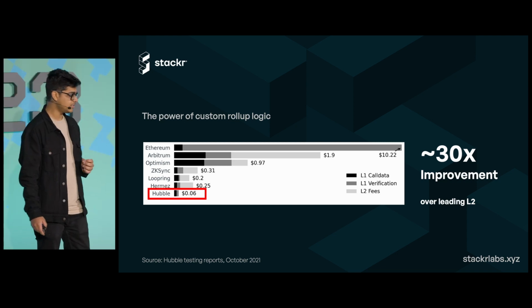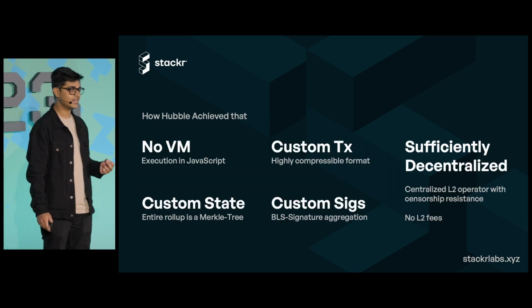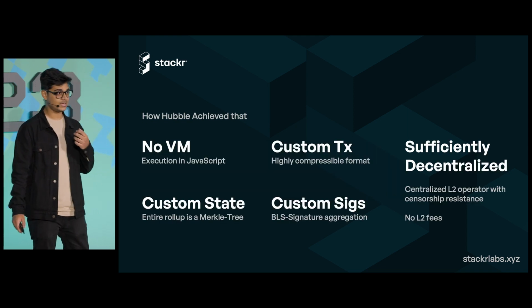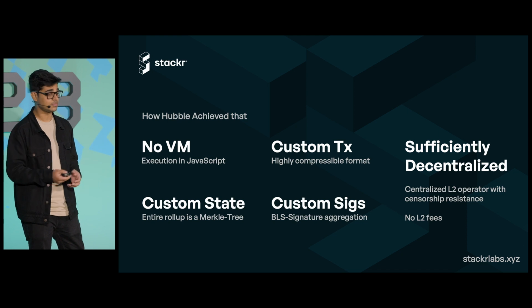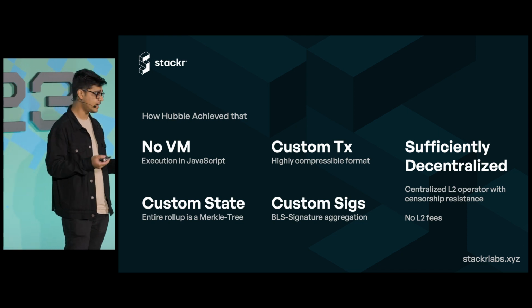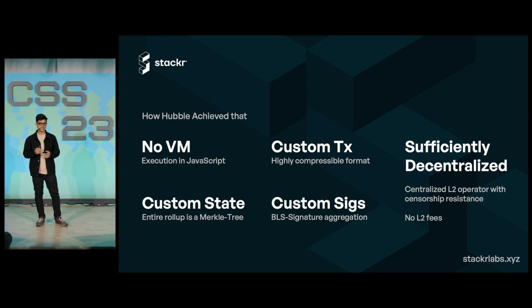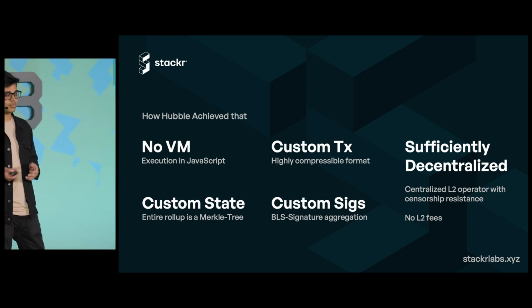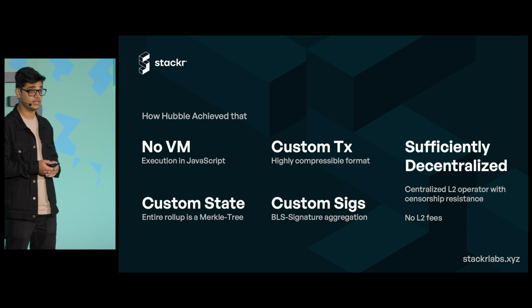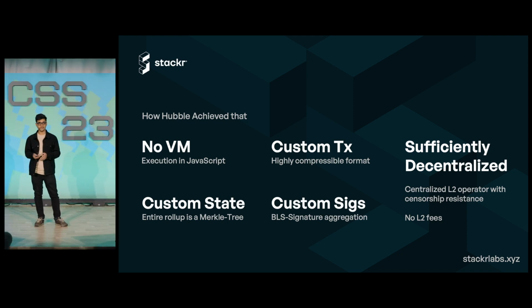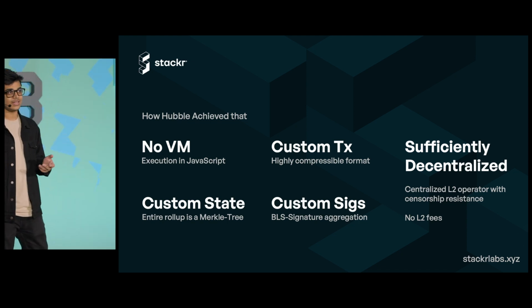So how did Hubble achieve that? It doesn't have a VM. The entire execution is in JavaScript. It has a custom state machine, which is a Merkle tree that is the entire rollup. Transactions are highly compressible because it uses a custom transaction format. It uses BLS instead of normal ECDSA, and most importantly, it is sufficiently decentralized. What it means is that it has a centralized execution environment with censorship resistance, and therefore does not even have L2 fees.